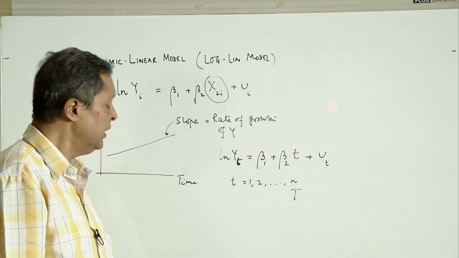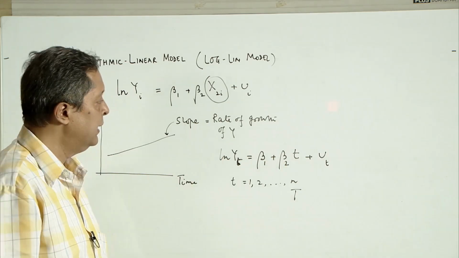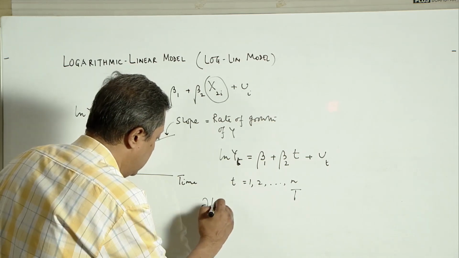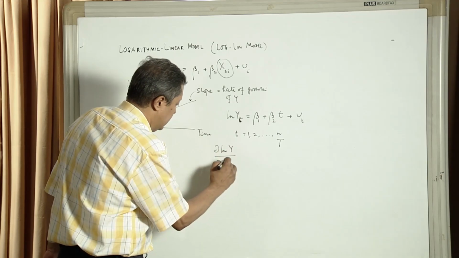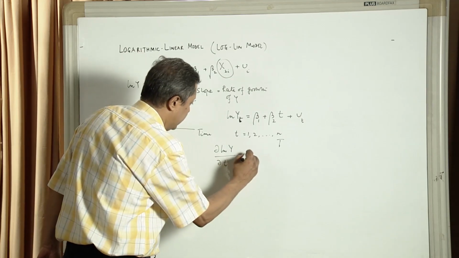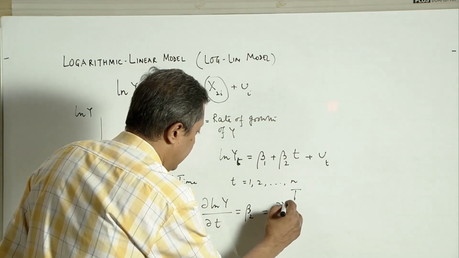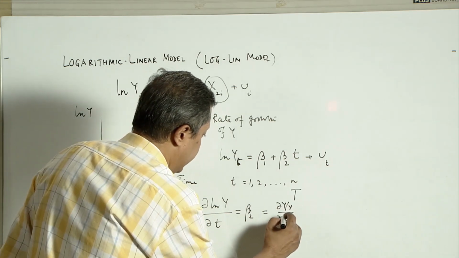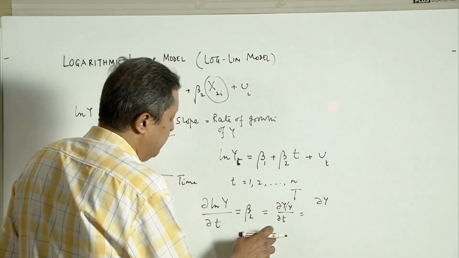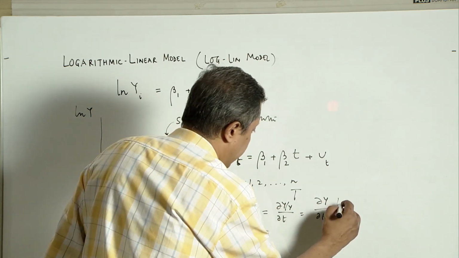continuous here. So, here if you take the derivative of the left hand side, that is log y with respect to t, then we get del log y, or del t of log y is equal to beta 2. But the left hand side is nothing but del y by y divide del t, not exactly, but it is del t of y divided by y. So, del t of y divided by y.